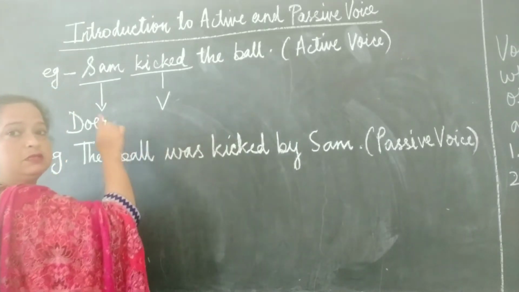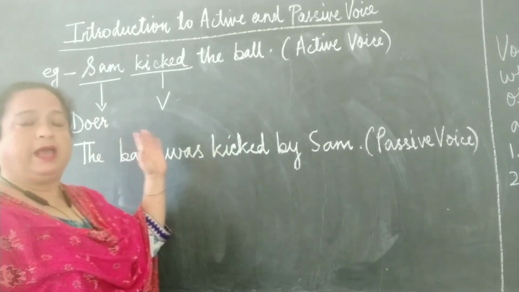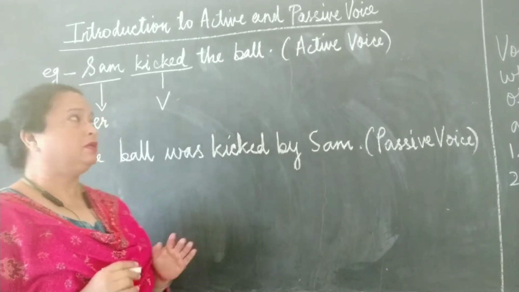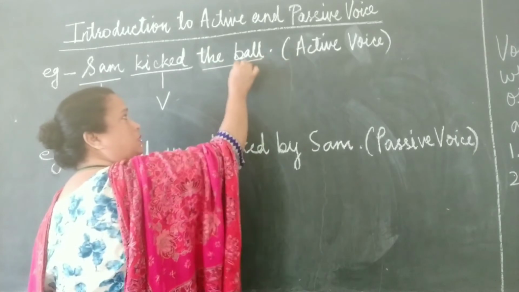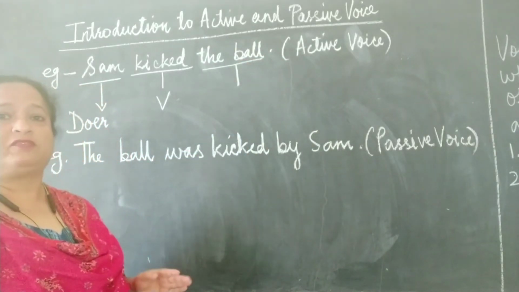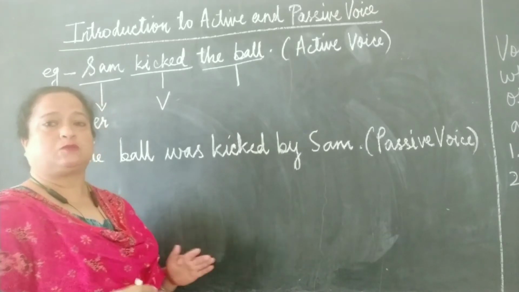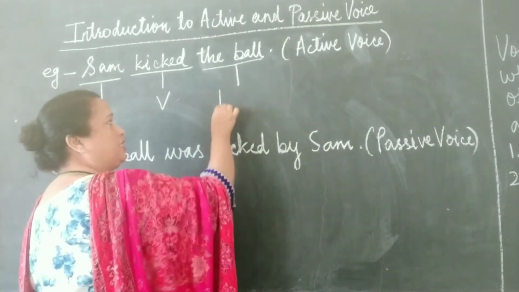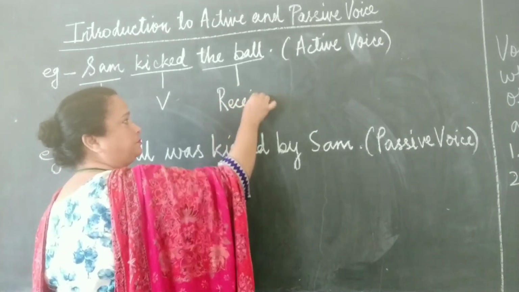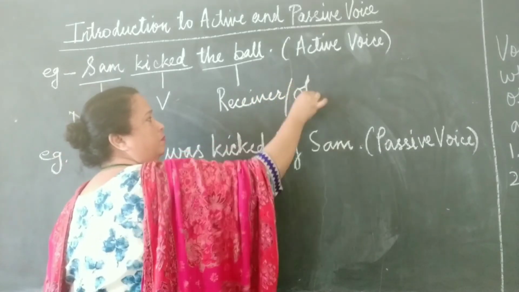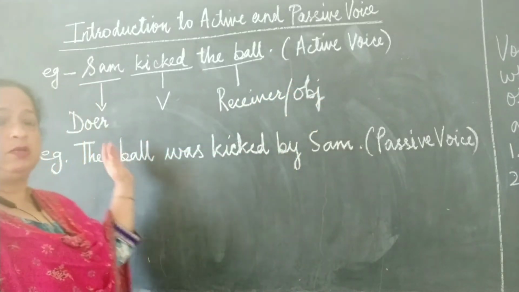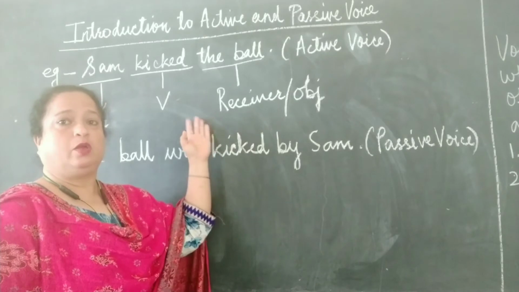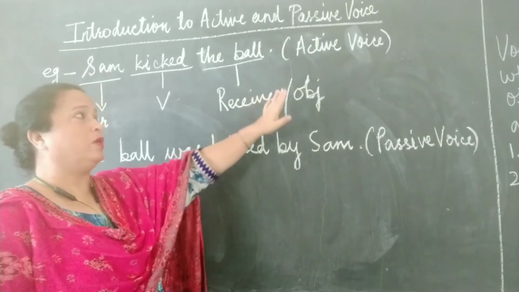Sam is also the subject. Now I want to know as to what did Sam kick. So I get the answer that Sam kicked the ball. So the ball is the receiver of the action. That means the action was performed on the ball. So this is also known as the object or the receiver. So this format where your doer plus verb plus receiver is there, it is known as an active voice sentence.